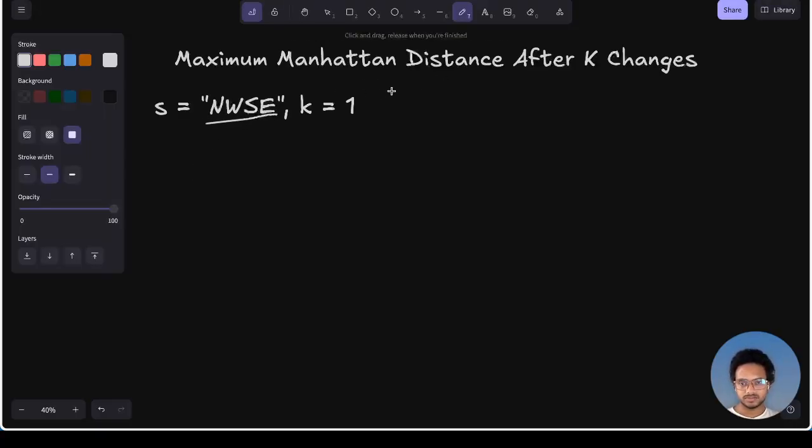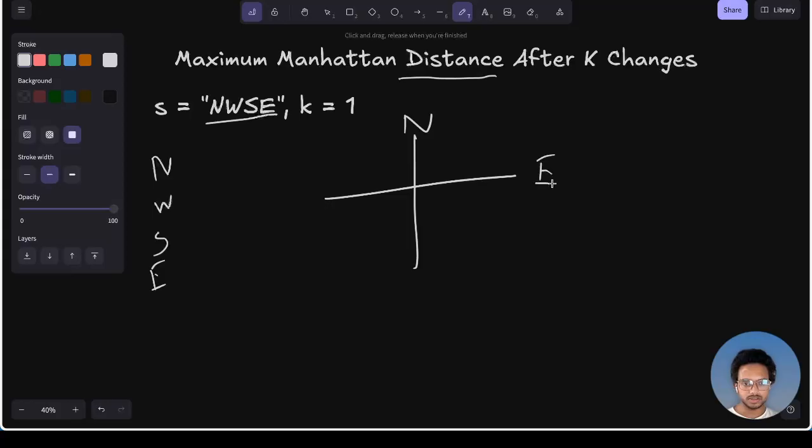Let's first understand the question. First, understand how we can calculate the distance. You'll be given four characters, right? North, west, south, and east. If I draw a chart here, north will be there, east will be there, south and west. So north goes up, west goes to the left, south comes down, and east goes to the right.